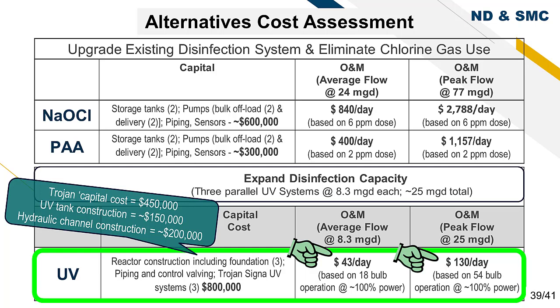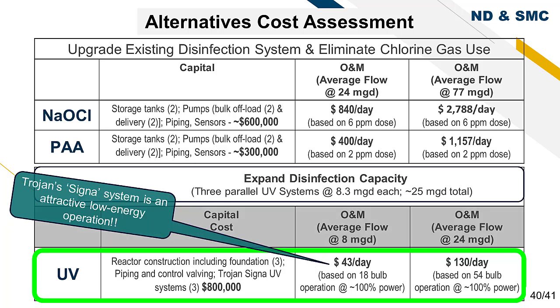These UV system cost estimates are based on the advice given to our team by the Trojan Technologies design team in August 2020. This large sum is countered by its low daily operational costs, which would hover around $43 per day for average flows and around $130 per day during peak flow. The precise operational cost is highly dependent on the cost of electricity and provides a very energy-conscious option for the plant.